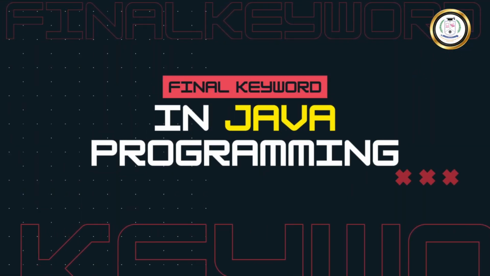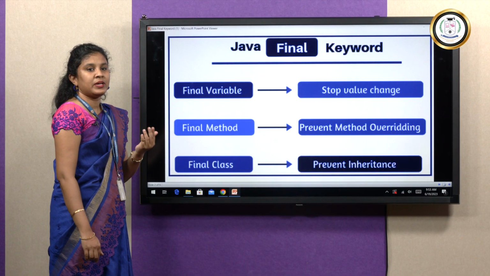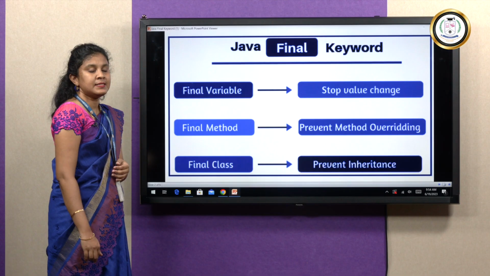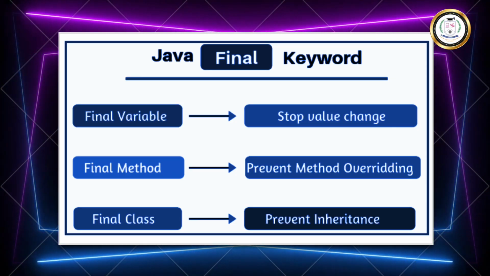Today we are going to see about the final keyword in Java programming. This is a continuation of your previous inheritance. Already we have seen a video where we covered the various types of inheritance. Here we are going to see about the final keyword, which is again a part of inheritance.